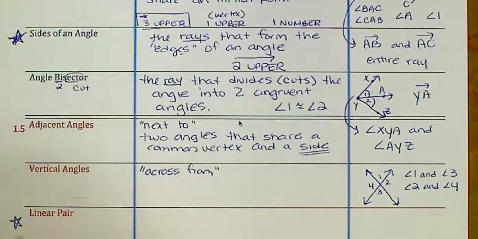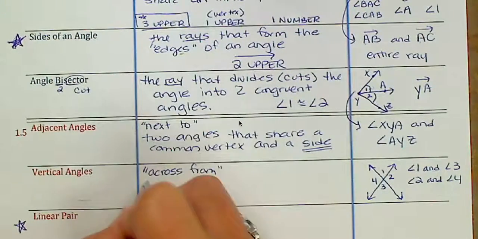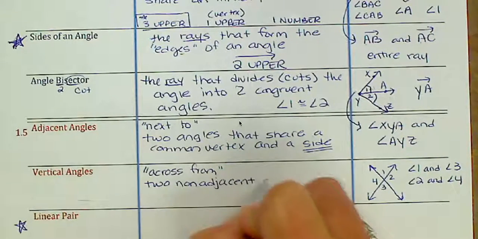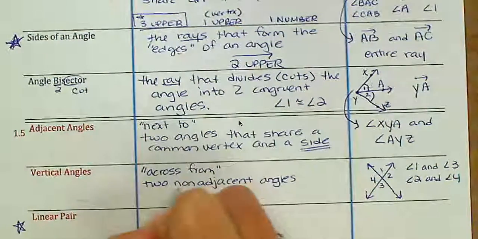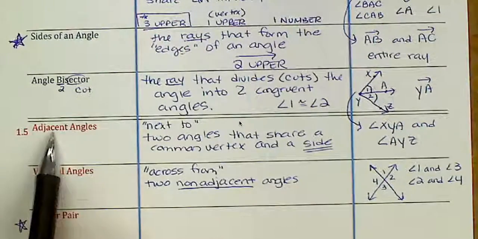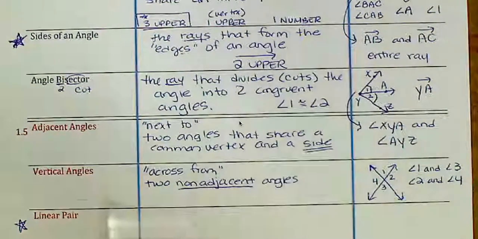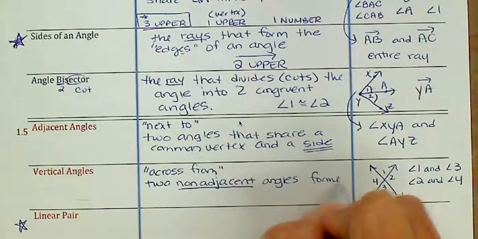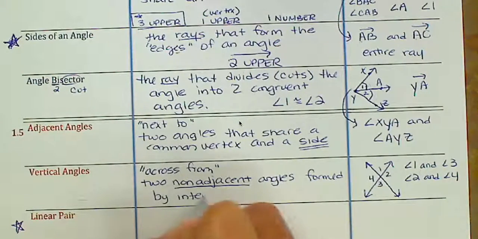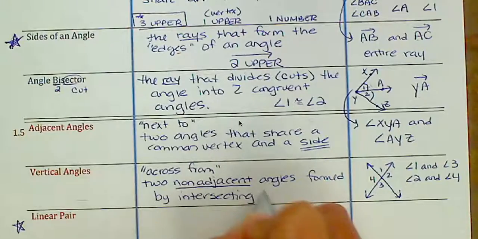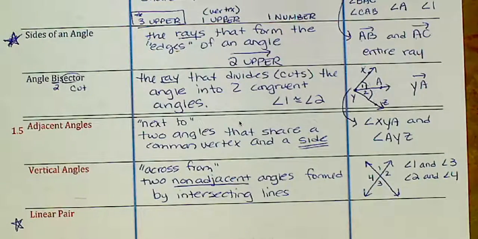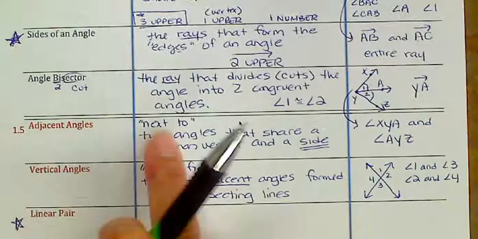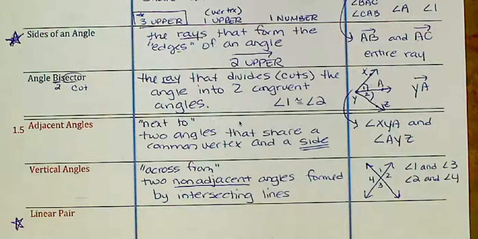That's the informal definition, but the formal definition is two non-adjacent angles. Now this is one of our terms. So non-adjacent means they're not next to each other. So two non-adjacent angles formed by intersecting lines or segments or rays. It's easy to remember: adjacent means next to, vertical means across from. So that's probably the one you'll fall back on.